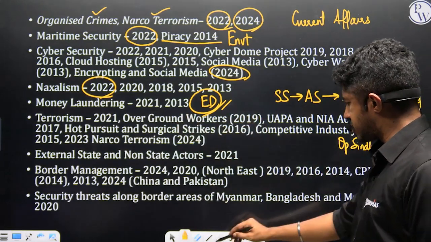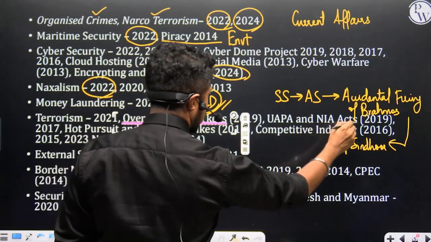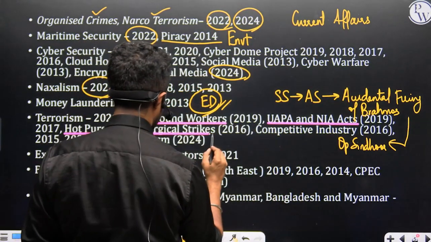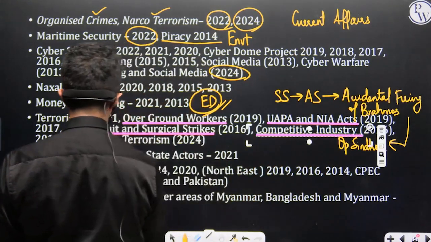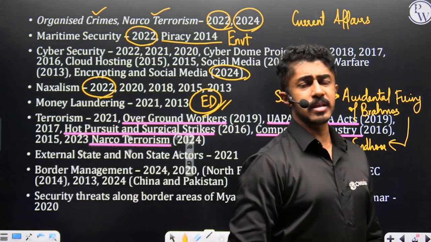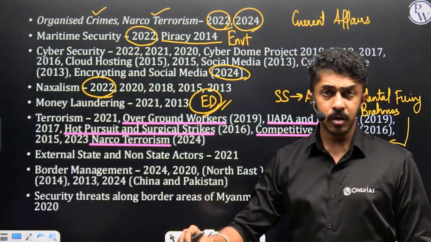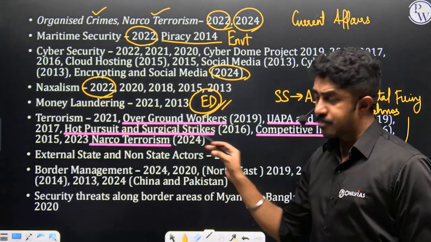Overground workers, UAPA and NIA acts, hot pursuit and surgical strikes, competitive industry, narco-terrorism. As you can clearly see, these are terms and terminologies which had appeared in the respective years' current affairs. From there, they have picked up these topics.